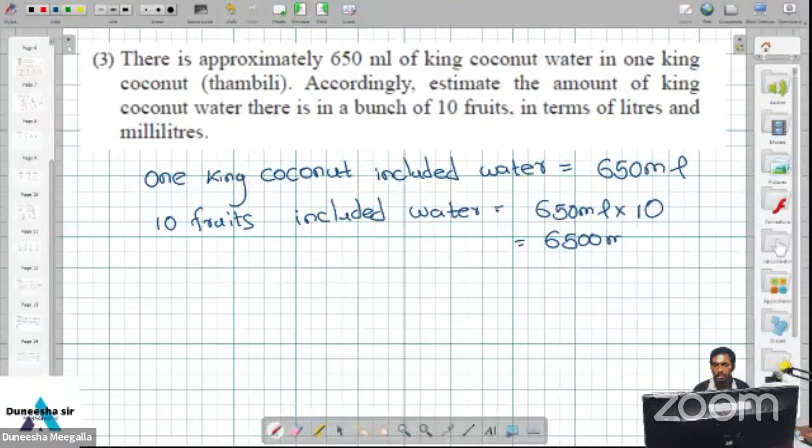Then 6,500 milliliters. Can you tell me it in liters and milliliters? 6 liters and 500 milliliters. Yeah, 6 liters and 500 milliliters. Okay. I finished getting the answer.